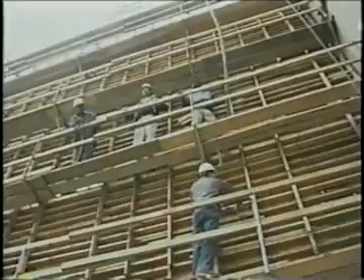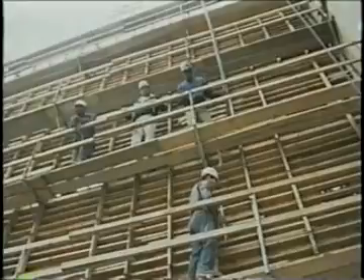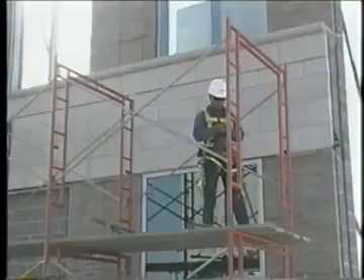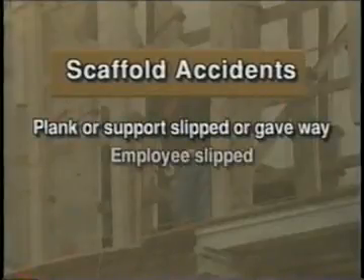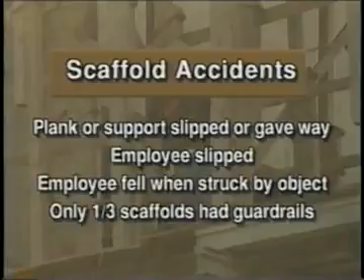Falls from scaffolds are the second most common cause of disabling and fatal fall injuries involving construction workers. According to information published by OSHA in 1996, about 72% of the workers injured in scaffold accidents said the accident was due to one of the following causes. 1. The planking or support slipped or gave way. Or 2. The employee slipped or fell when he was struck by a falling object. And or 3. There was no guardrail.